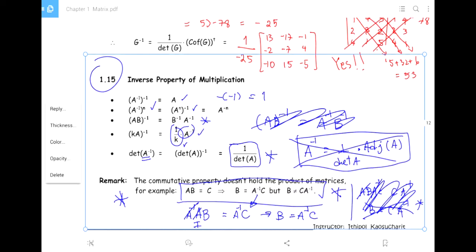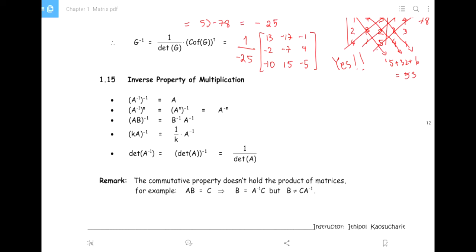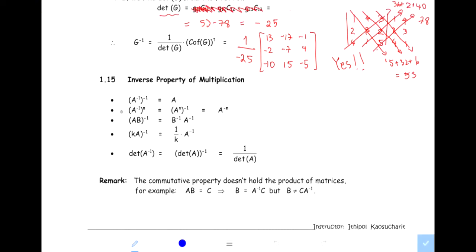So let's take it out, right? Yesterday we started here. I explain again: 1.15, we want to talk about an inverse property of multiplications. Let's start with this one. If you have an inverse, and you take the inverse again, it will come out to be just A. This one is so simple, you don't want to spend a lot of time there. It works like a negative of a negative comes out to be positive. So the inverse of an inverse is back to the original again.